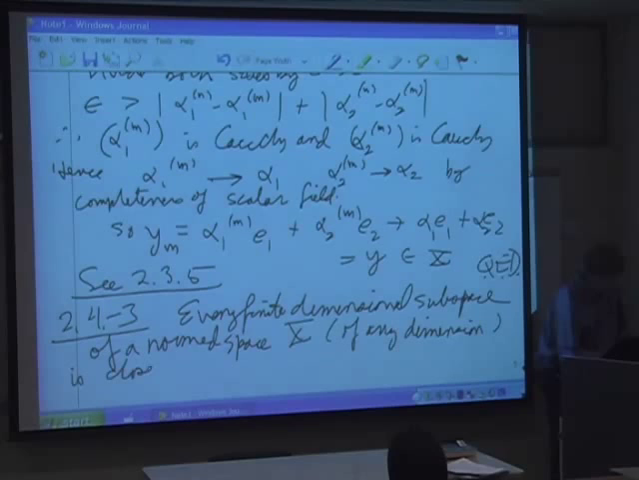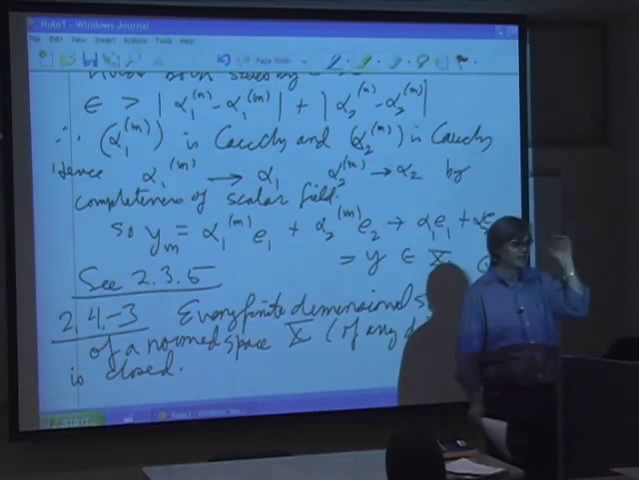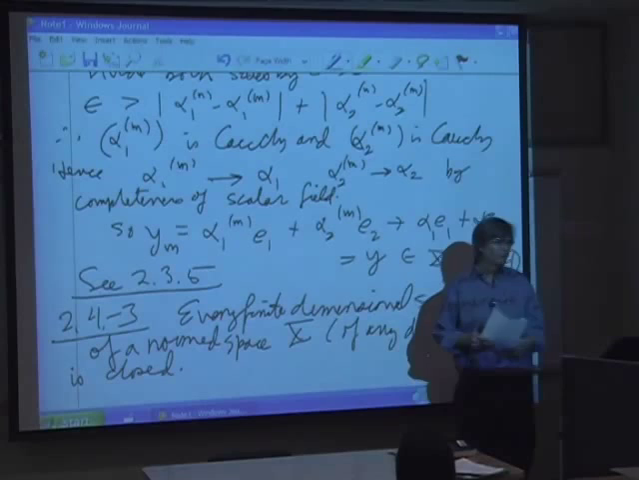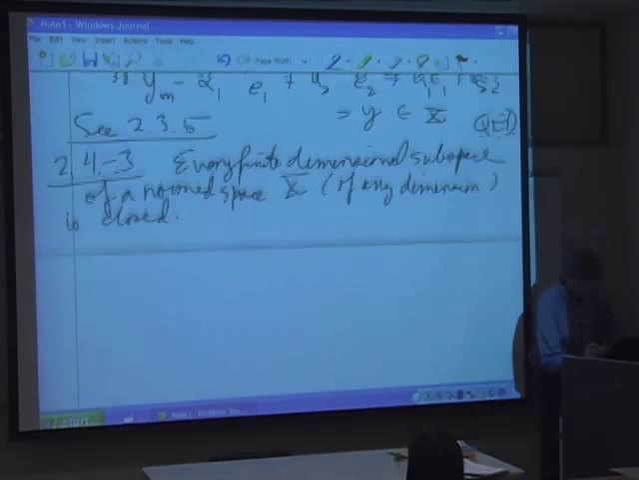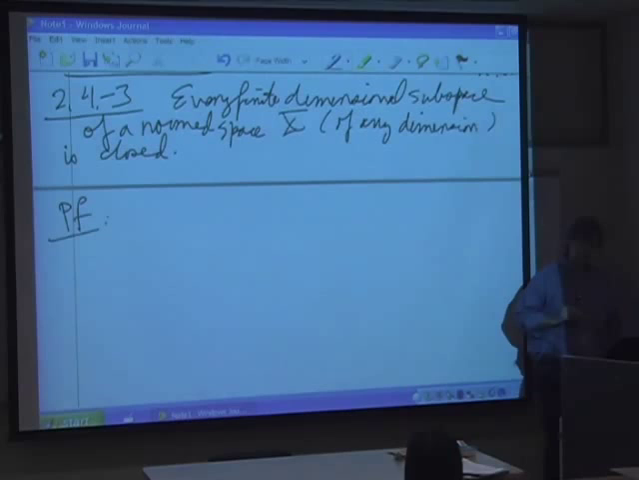And we have seen examples. I gave the same example with the polynomials. Only take all polynomials. That is not closed in C[0,1]. So the finite dimension is necessary. We gave that counterexample in passing last time. Okay, proof. Again, just the technique of working with closed sets and all that business. The proof is very short.